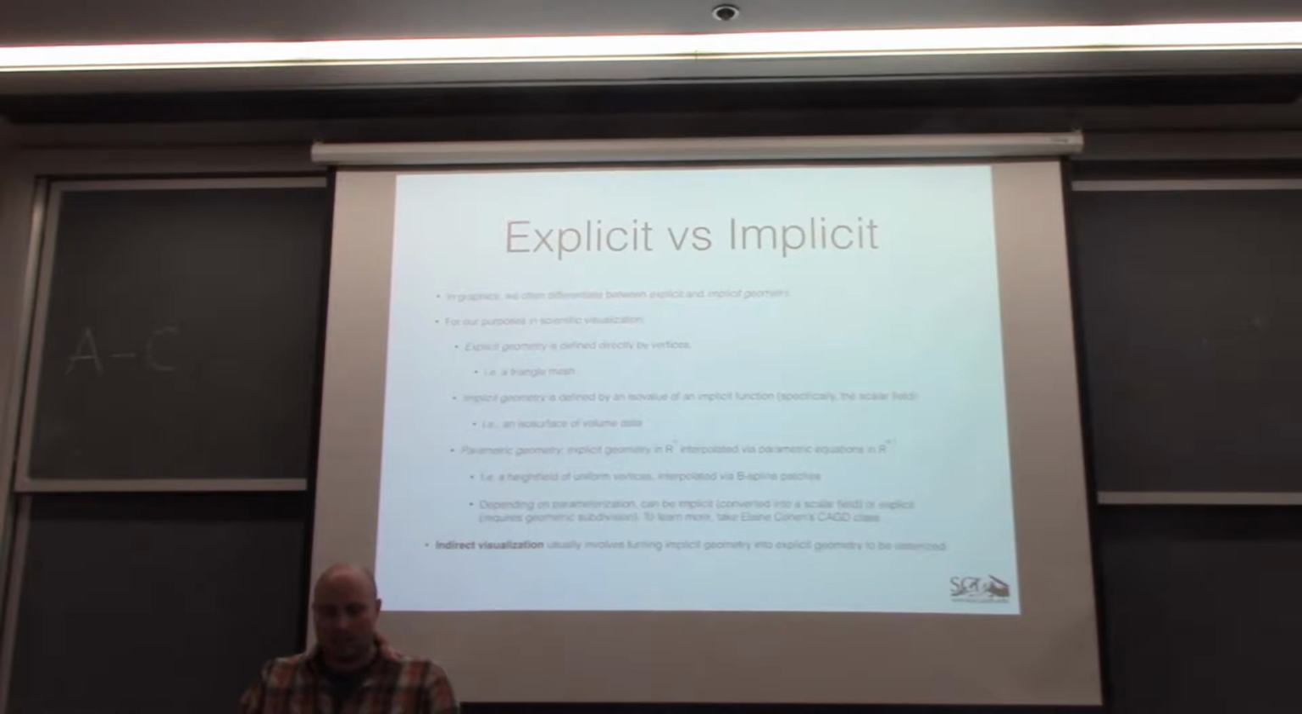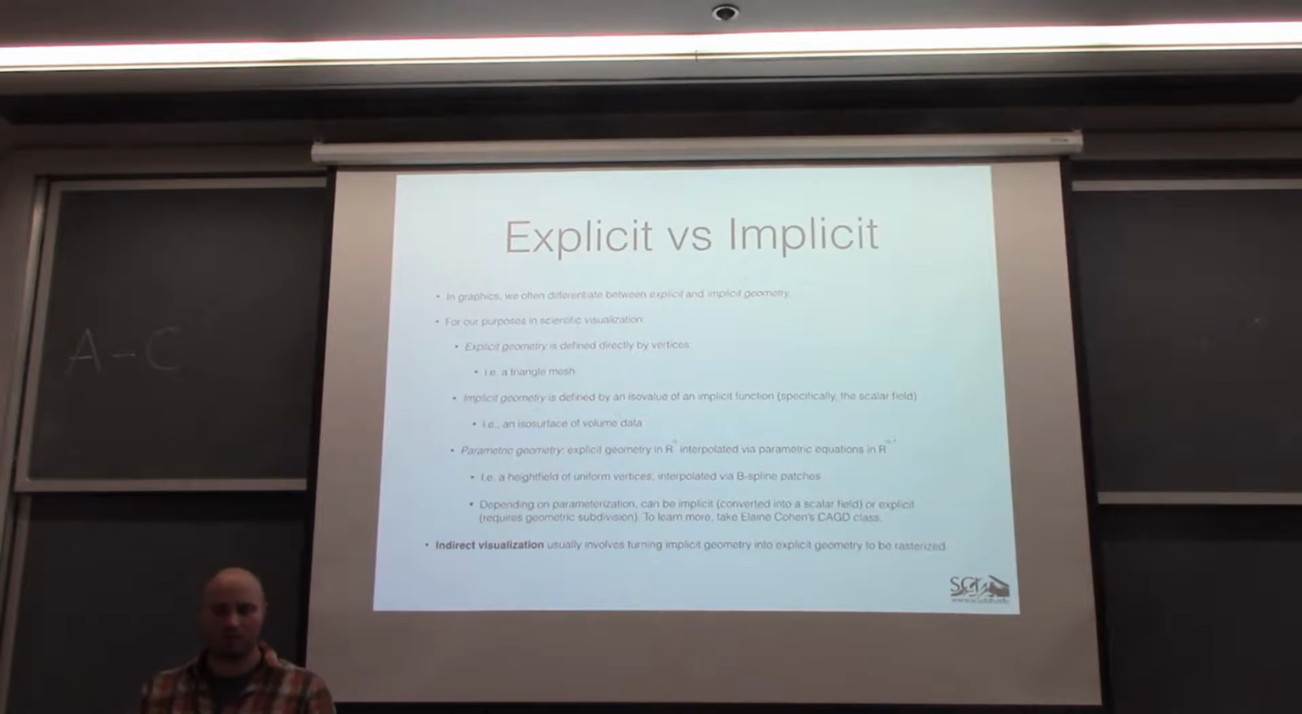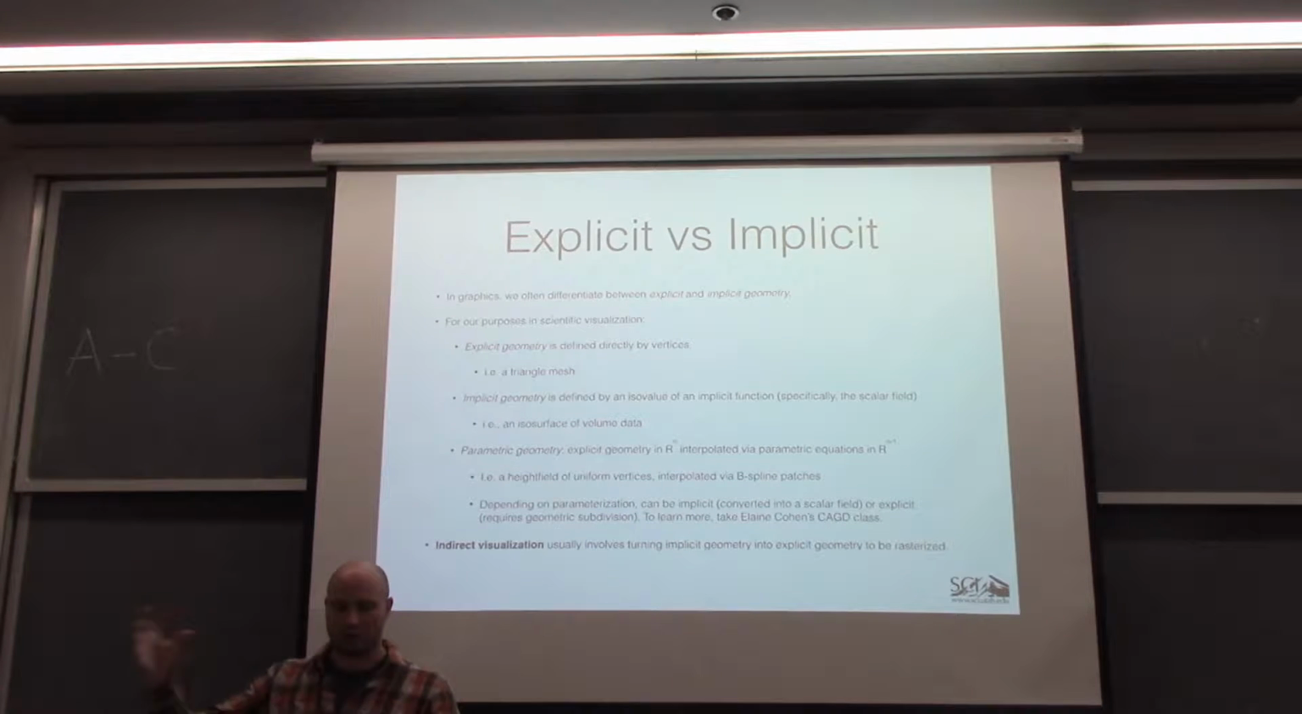So in graphics, this is probably a repeat of something you might have heard when Alex talked about the difference between SVG and raster graphics in D3. But in broader computer graphics, and definitely when you go to 3D, we often differentiate between explicit and implicit geometry. Usually in scientific viz or spatial viz, explicit geometry is geometry that's defined by the vertex positions. So for example, a triangle mesh.